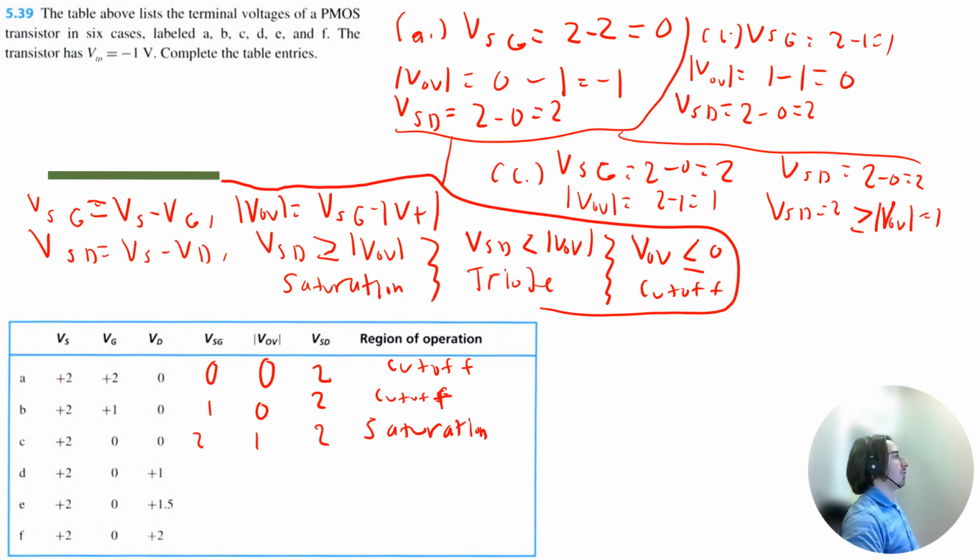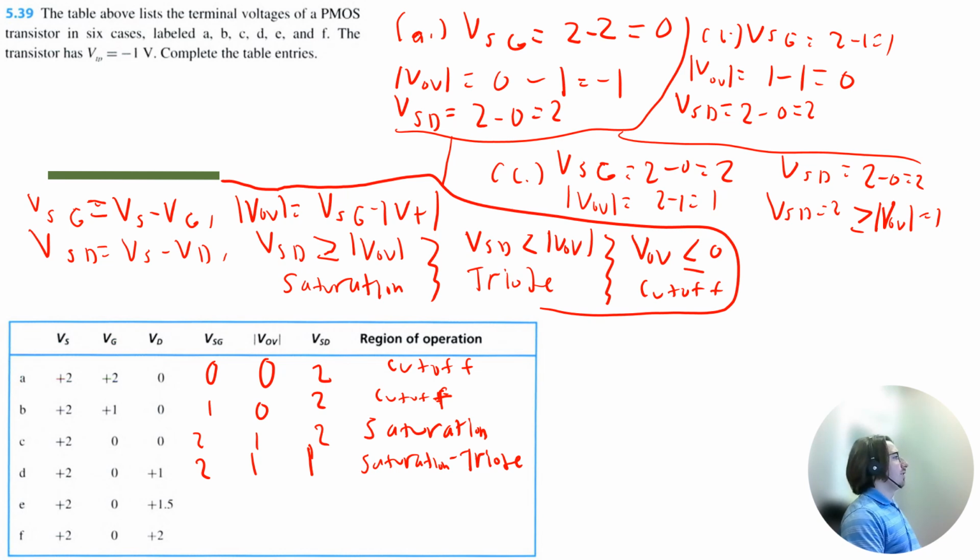Okay, I'm just going to start verbally calculating these. So for case D, voltage from source to gate is 2 minus 0, 2. V overdrive is source to gate minus 1, so 1. And then source to drain is 2 minus 1, so that's 1. So here we're right between saturation and triode, because source to drain is equal to V overdrive. So I'm going to put saturation triode, just to understand that we're right there on that border.